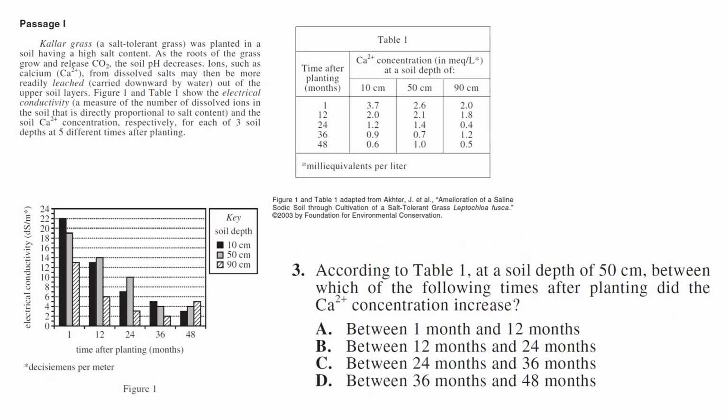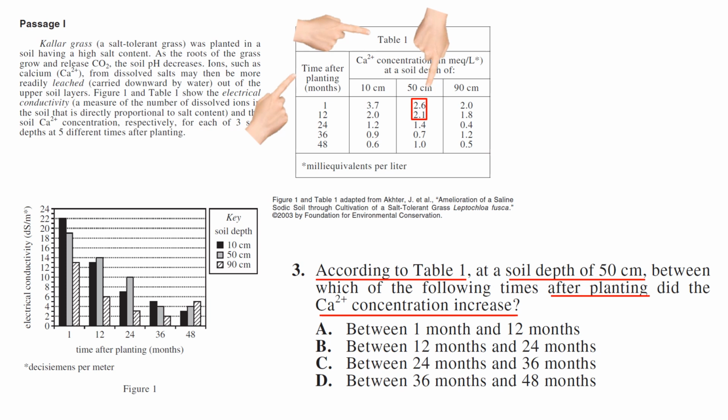Number 3, according to table 1, at a soil depth of 50 centimeters, between which of the following times after planting did the concentration increase? So let's just break it down. Between 1 and 12, 2.6 to 2.1, that is not an increase. We can eliminate that. Choice B, 12 to 24, 2.1 to 1.4, not an increase. Choice C, 24 to 36 months, that's going to be 1.4 to 0.07, not an increase. Our answer has to be D, 0.7 to 1.0. That is the increase.